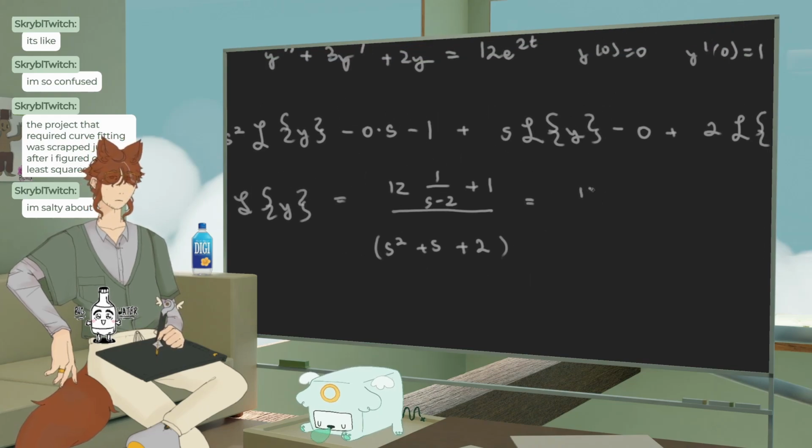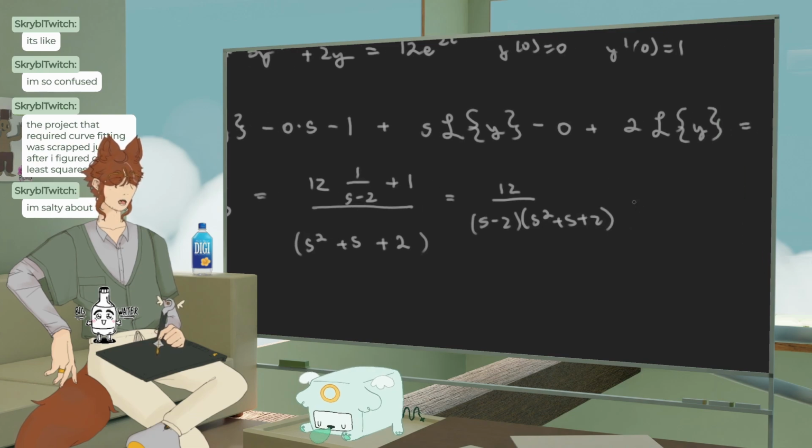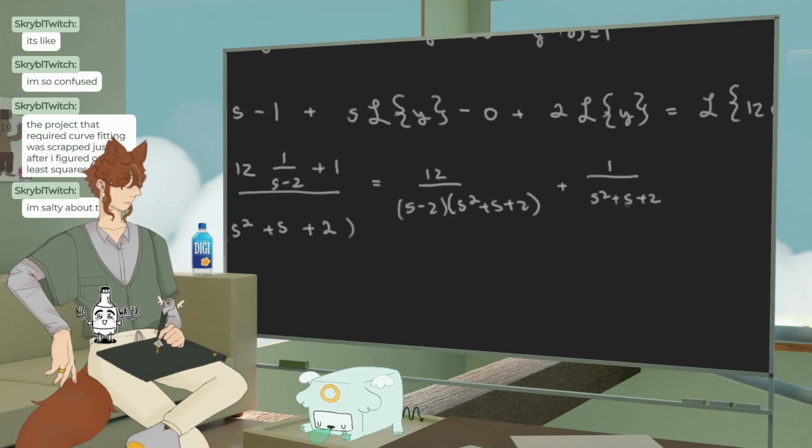Okay, so we got 12 over s minus 2. Maybe if I multiply this out it'll be better. I don't think it's gonna be better. I think it's gonna be bad, actually. I think it's gonna be bad and sad.